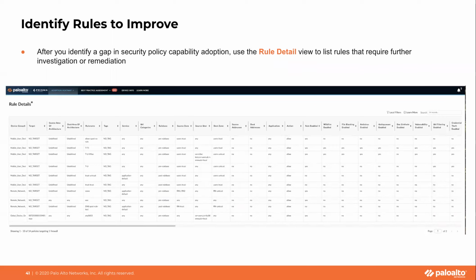So once you identify the gaps in adoption, the result is a rule list that you can export and hand off to the operational team who are managing your local firewalls or rules in your Prisma Access policies, to implement those changes. For example, create a rule detail filter to identify the rules that allow all traffic and don't have a vulnerability protection profile configured. So you can filter that.